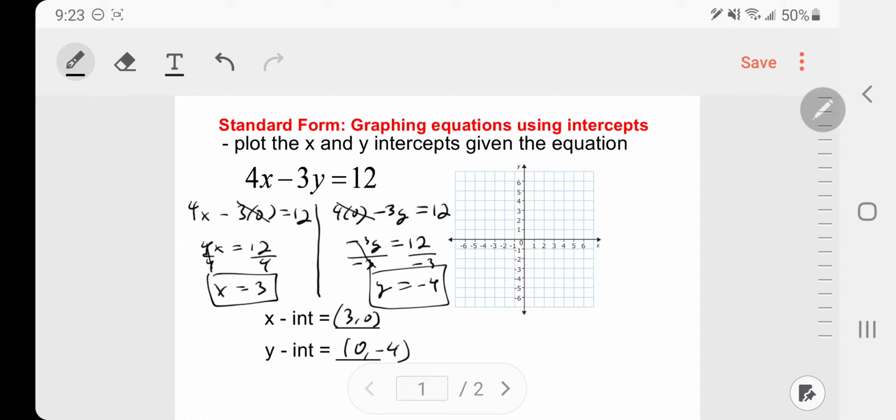If you need more review of how to get the x and y-intercepts, just check the prior video. I go over it in detail, a little bit more than I just did. Alright, so let's go ahead and graph our two points here.